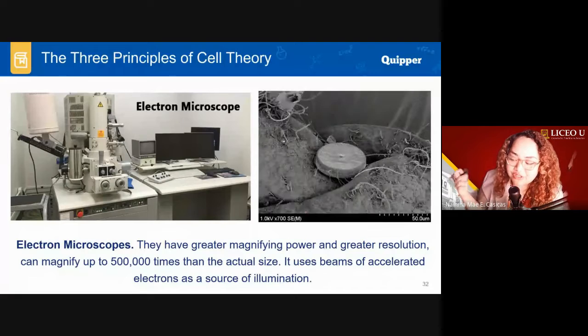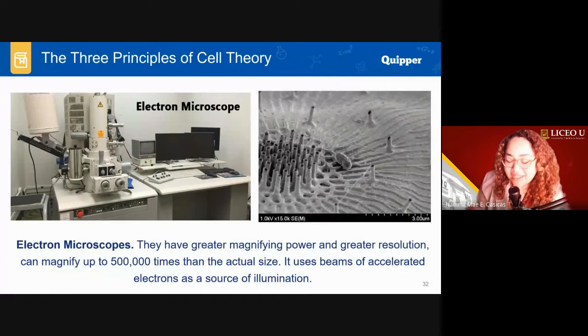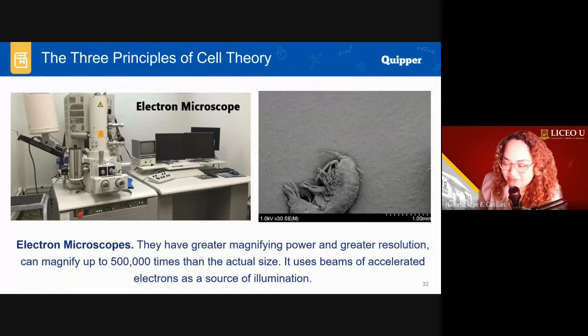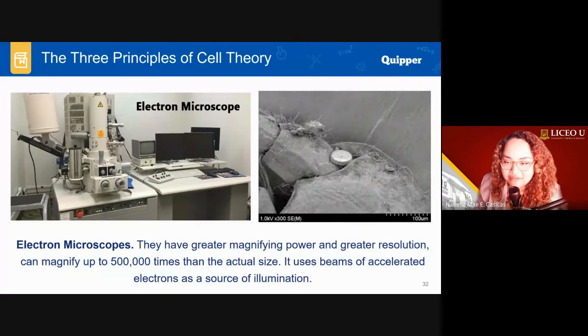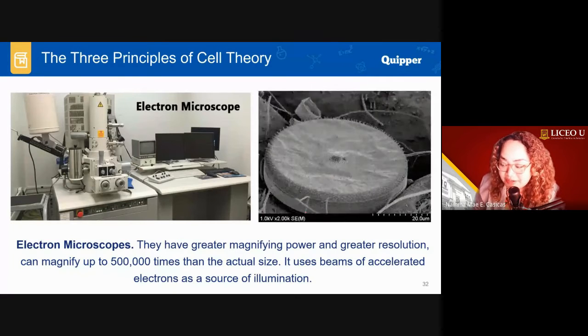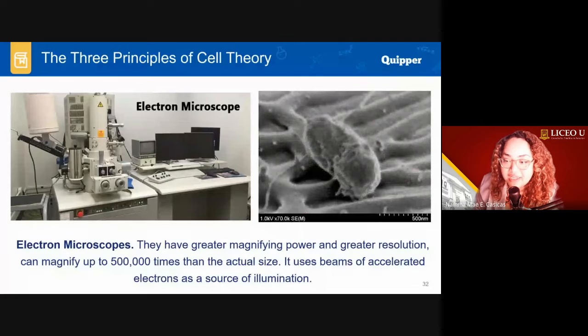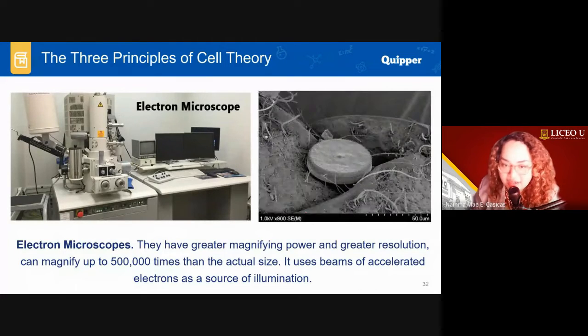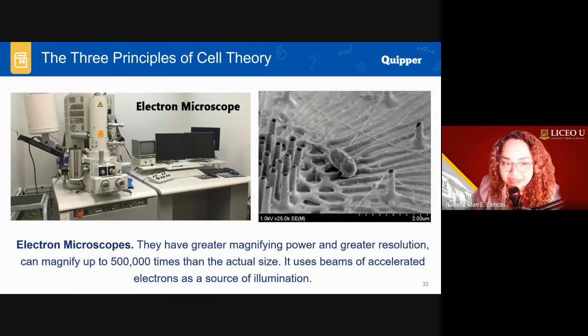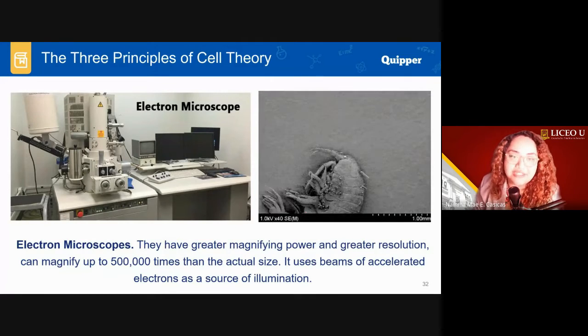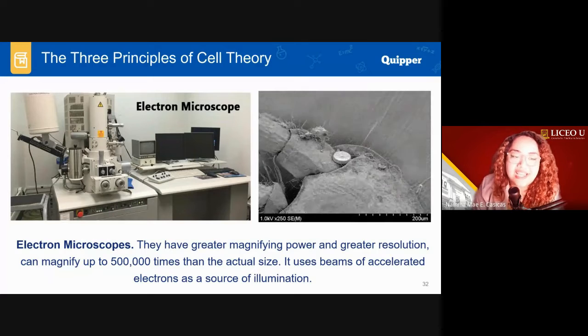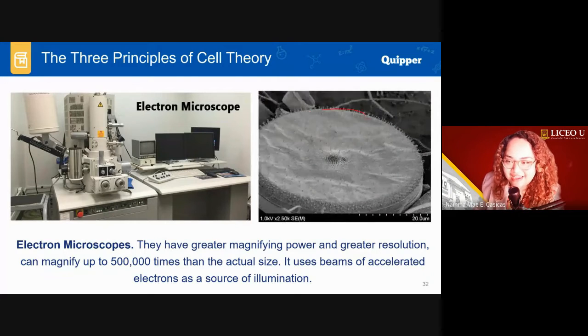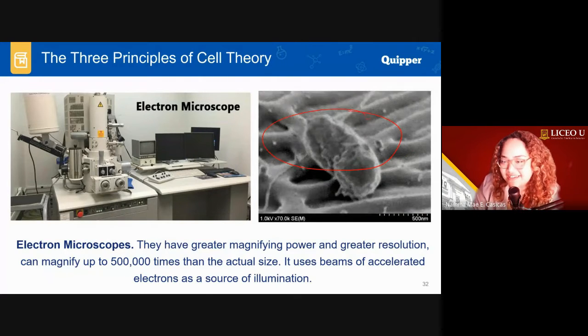If you're just using your compound microscope, it can only magnify until 500x. That is the simple compound microscope that you can find in high school biology laboratories. But if you have a lot of money and your laboratory has a lot of money to buy electron microscopes, then this is what you're going to see. It's amazing, okay?